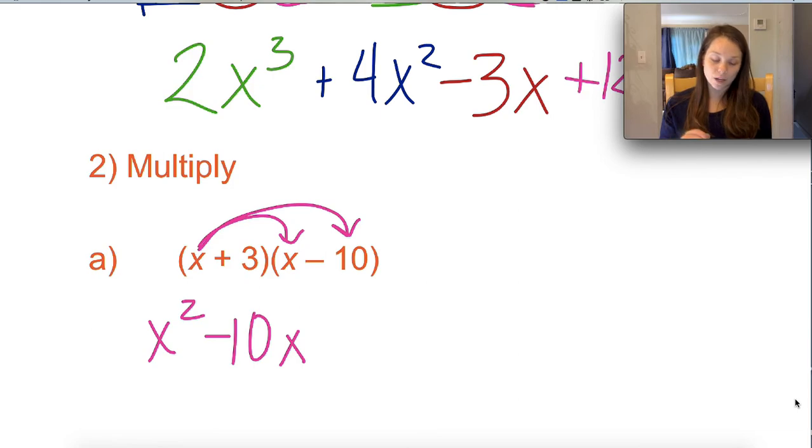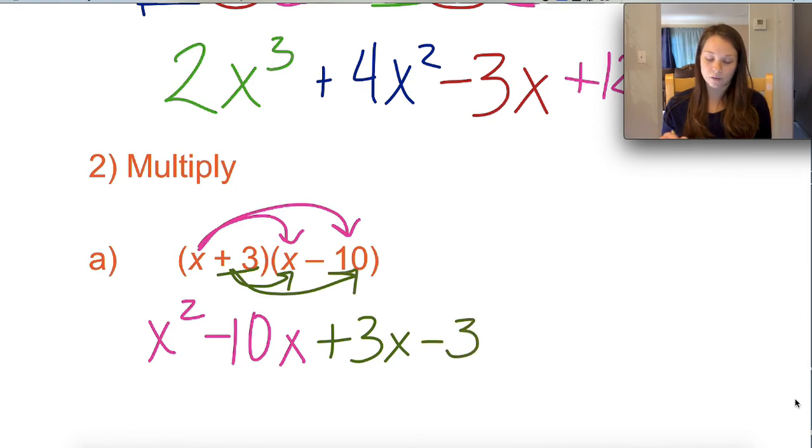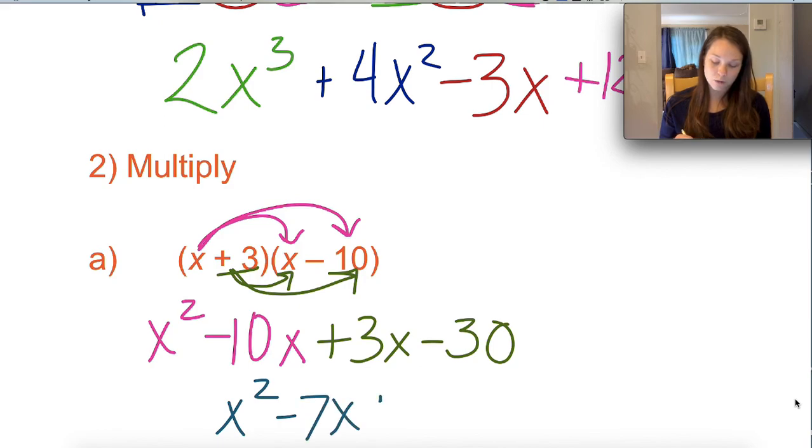Multiplying the second number in, 3 times x is 3x. 3 times negative 10 is negative 30. After that, combining any like terms we have, that'll give us a final answer of x squared minus 7x minus 30.